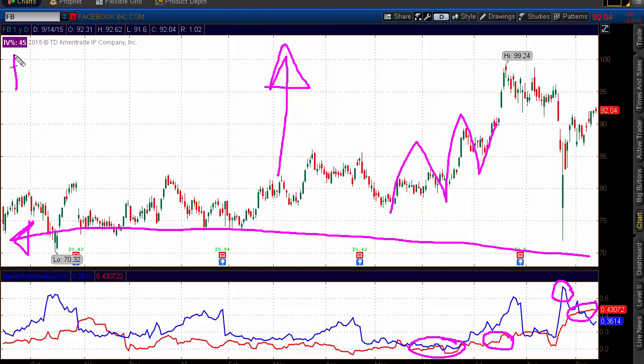Right now, looking at Facebook, we have an IV percentile of 45%. So on a scale of 0 to 100, 100 being the very highest volatility that we've had over the last 252 days, and 0 meaning the lowest volatility, right now we have a score of about 45.